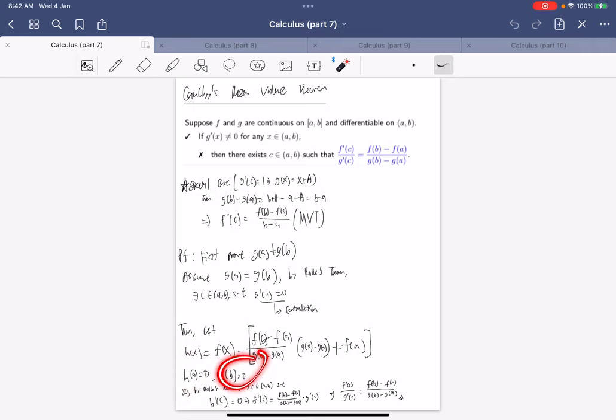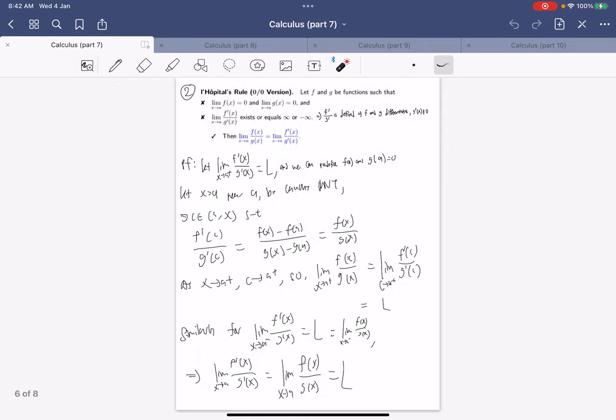HA is now 0, HB is also 0, and so there will be a point where H prime C is 0, which implies F prime C equals this coefficient times G prime C. Since G prime C is never 0, we can divide it over, and hence we've proven F prime C over G prime C is FB minus FA over GB minus GA.